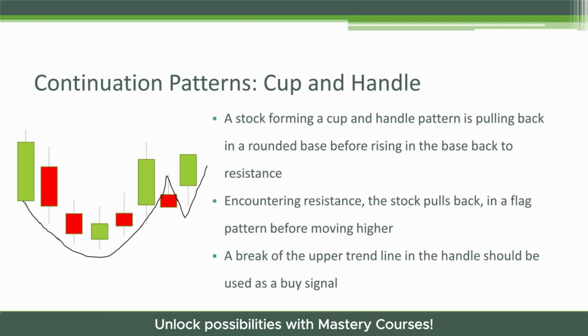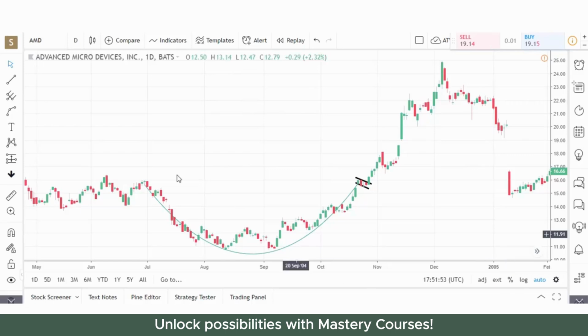And then you have a move out of the handle to the upside, which is your buy signal. As a secondary buy signal, you can use the resistance level, which is formed at the lip of the cup. So let's take a look at the cup and handle pattern on a chart. We're going to use the chart of AMD Advanced Micro Devices to look at a cup and handle pattern.